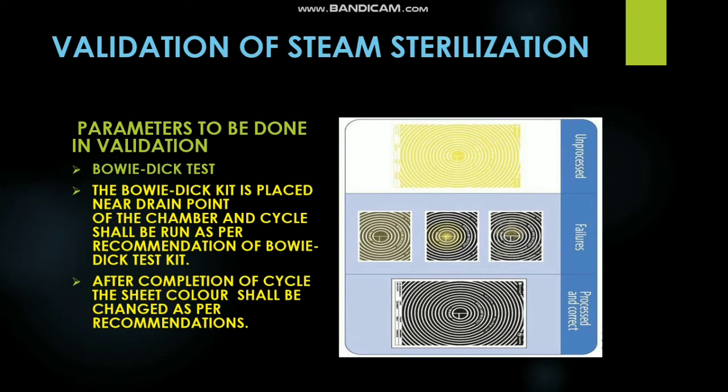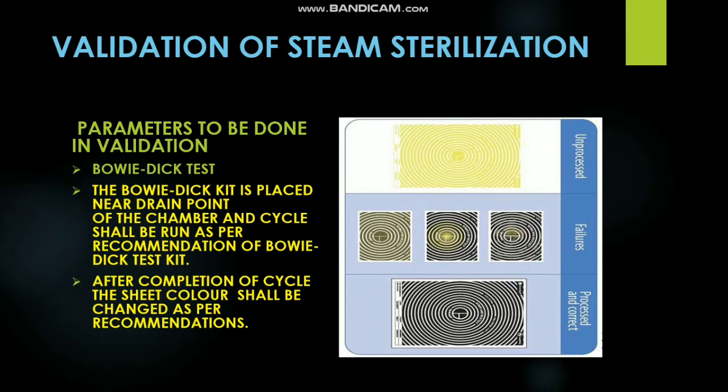Next one is the Bowie-Dick test, or air removal cycle. In the Bowie-Dick test, what we are doing is just ensuring that our steam sterilization does not have any air pockets, because air pockets give an insulation effect in the steam sterilization cycle. To ensure that there is no air pocket, we need to use this Bowie-Dick test kit, and the test kit is kept near the drain trap, and the cycle is executed as per the manufacturer's recommendation.